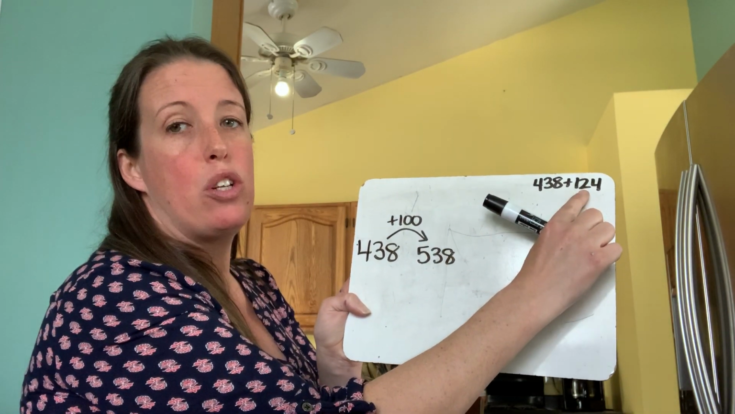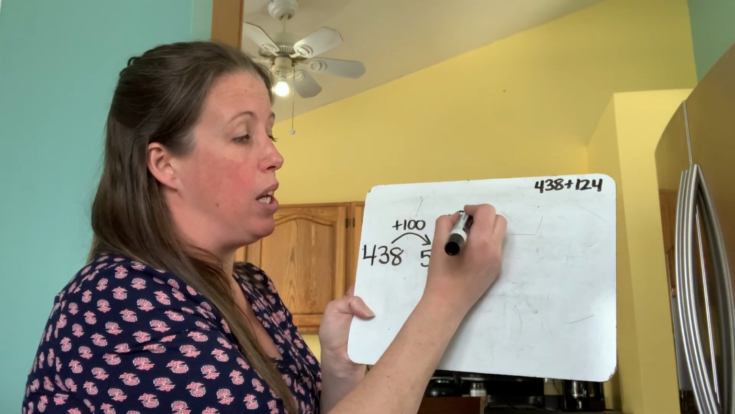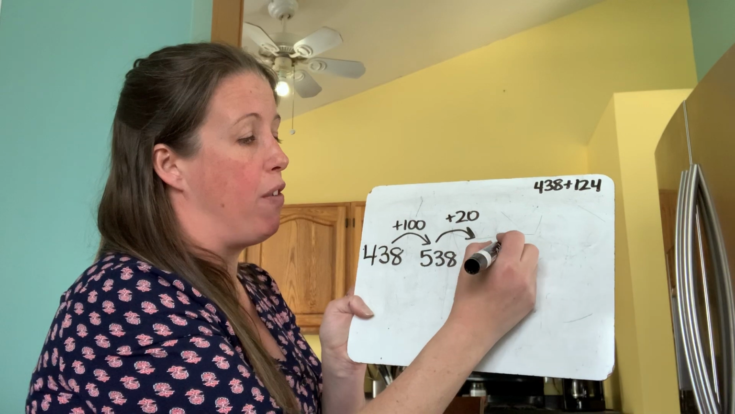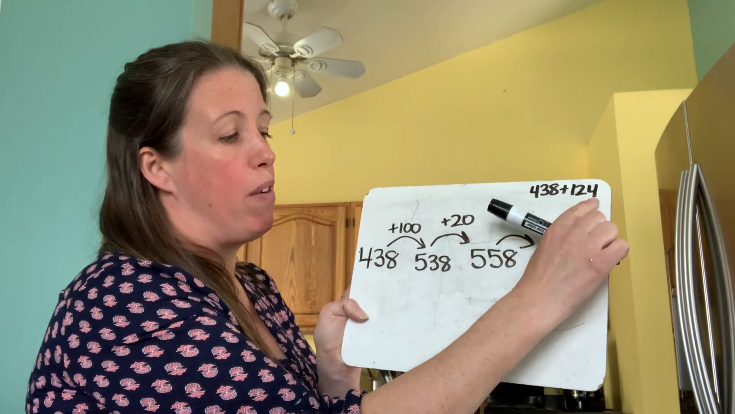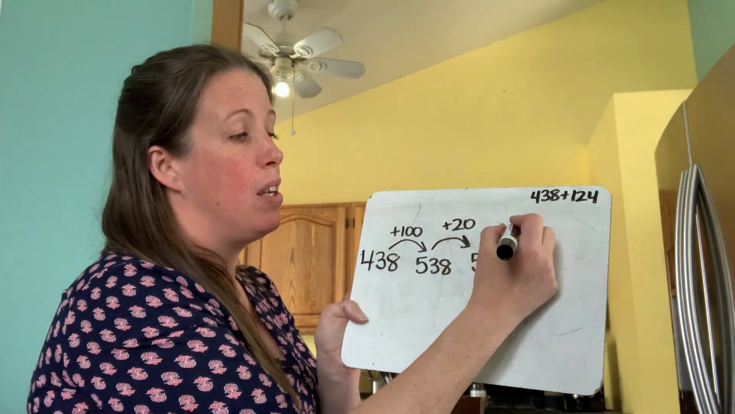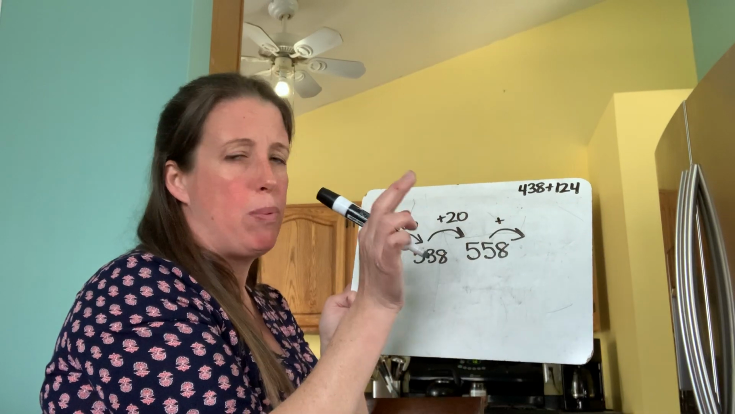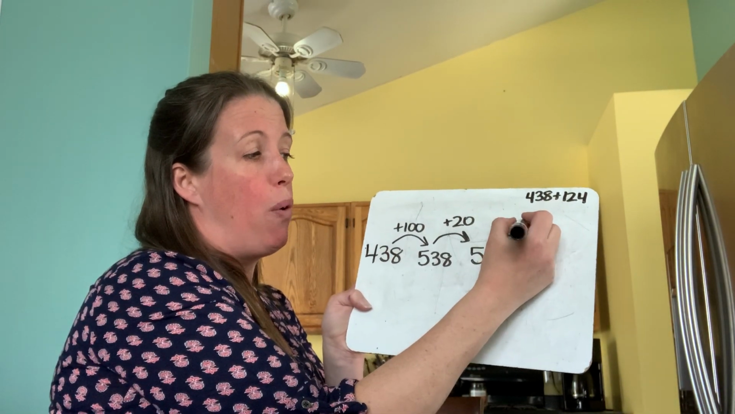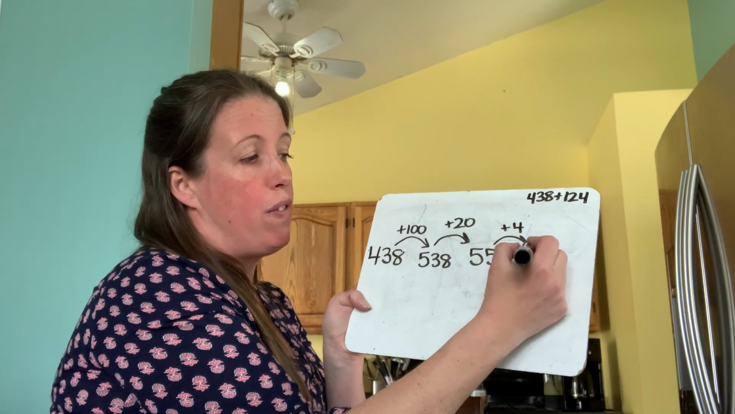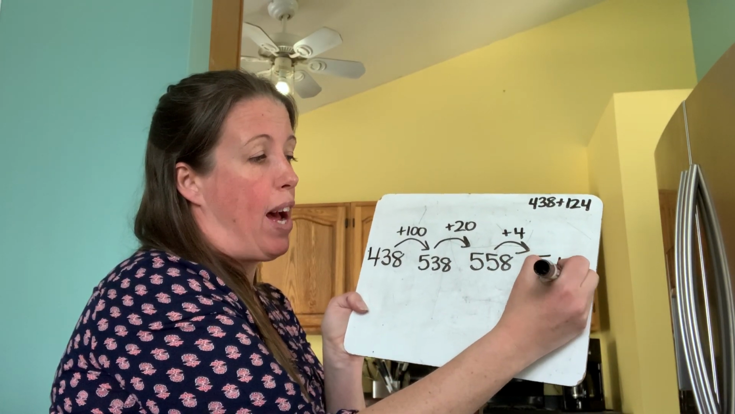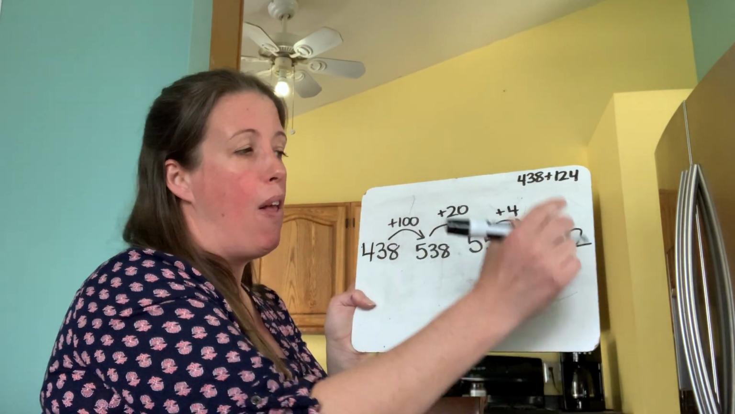Then I want to add 20. 538 plus 20 would bring me to 558. And then if I add my 4 ones, if you know how to change over to your next place value, we'll do this one 2 different ways. You could add all 4. So this is going to need a little bit of a regrouping, but 558 plus 4 brings me to 562. So we actually had a change in our tens.